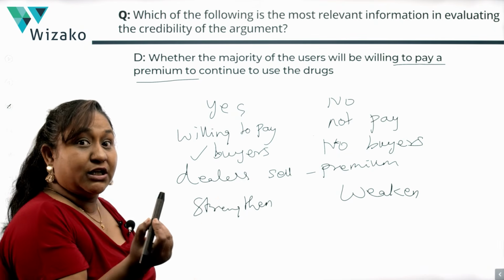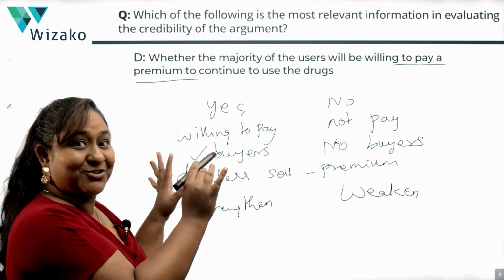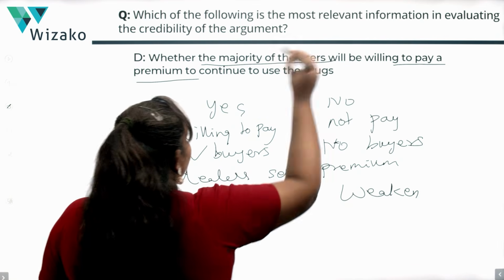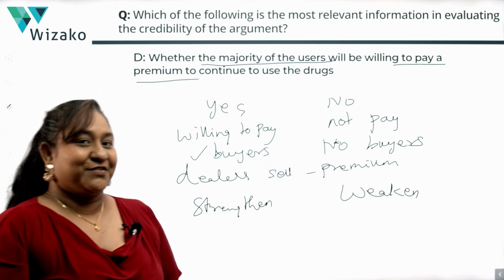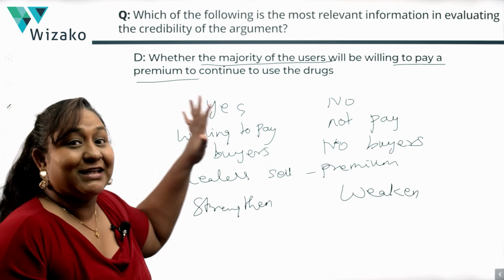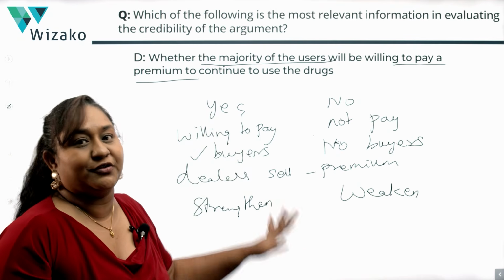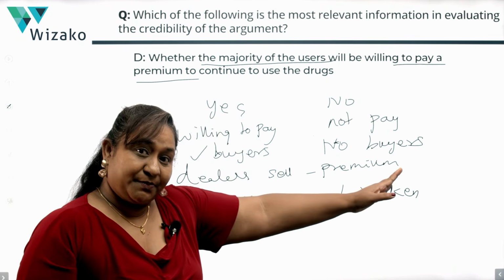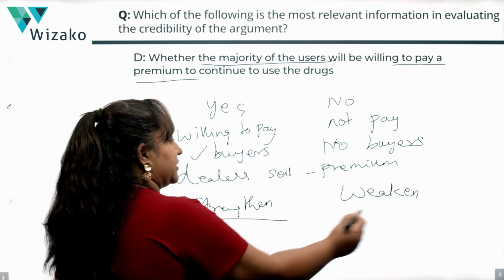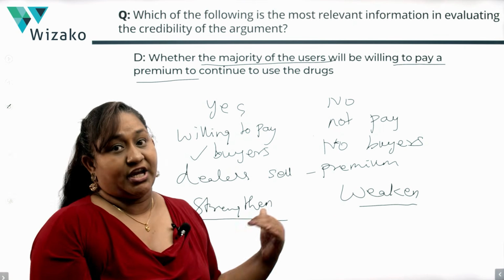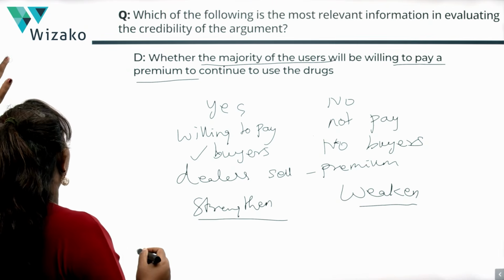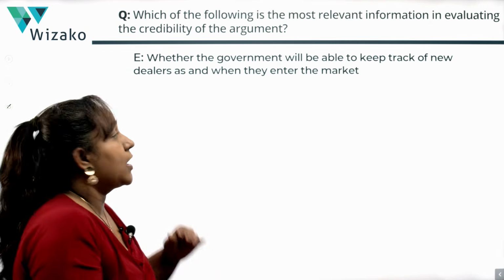And the key word here, which we have not highlighted in the answer option, it is actually important, is it says majority of the users. If this was only one or two users, it will have no impact, but you're saying the majority, most of the users will not be willing to pay money and will be willing to pay money. So correspondingly, because it's the majority, you're strengthening and weakening the argument. Holding on to D, I'm quickly looking at the last option.